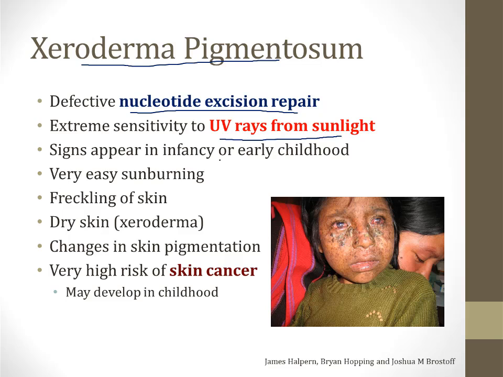The signs and symptoms usually appear in infancy or early childhood. These children have very easy sunburning and freckling of the skin. Their skin is dry, that's called xeroderma, that's how the condition gets its name. They also have characteristic changes in skin pigmentation, which is also how the condition gets its name. This is a picture of a child with xeroderma pigmentosum shown on the screen here. And then finally, these children are at very high risk of developing skin cancer. In fact, many of them develop various forms of skin cancer in childhood.